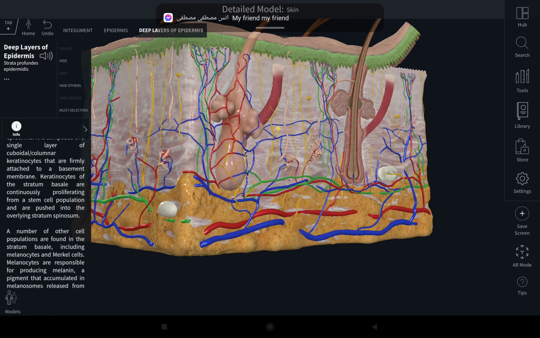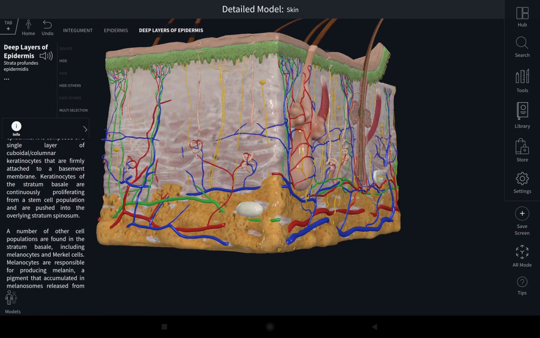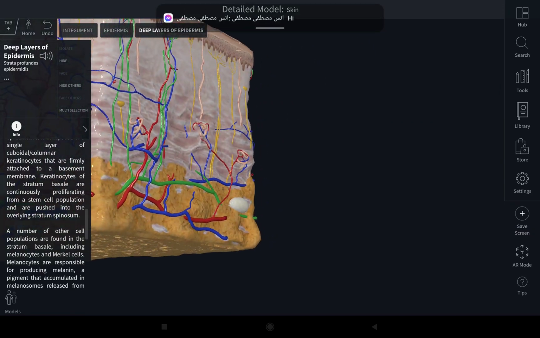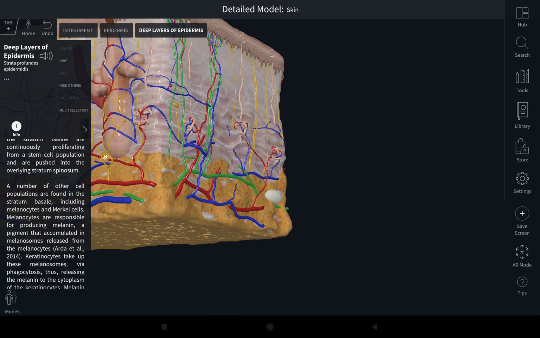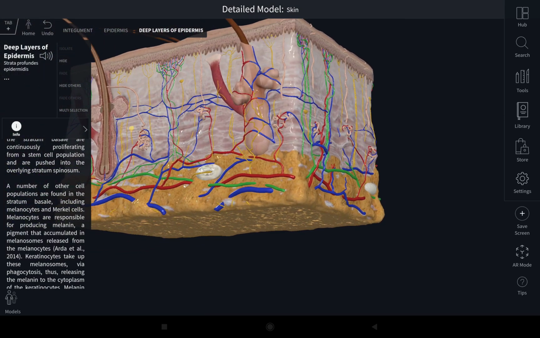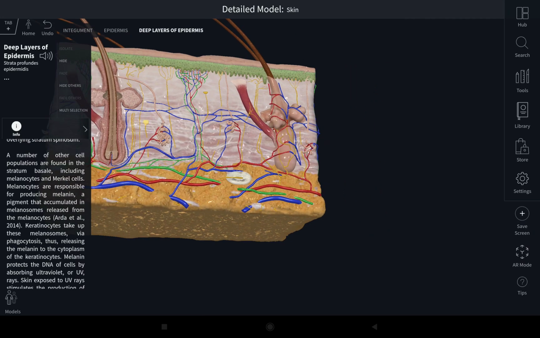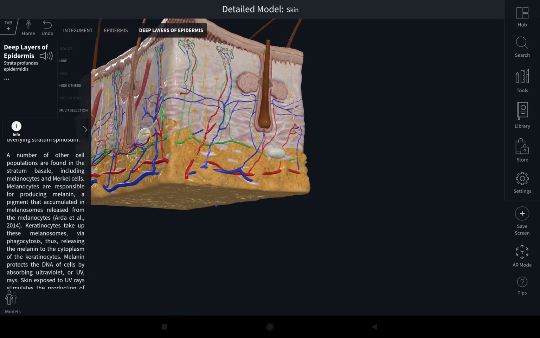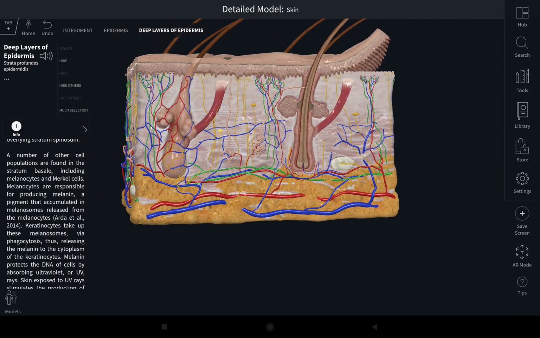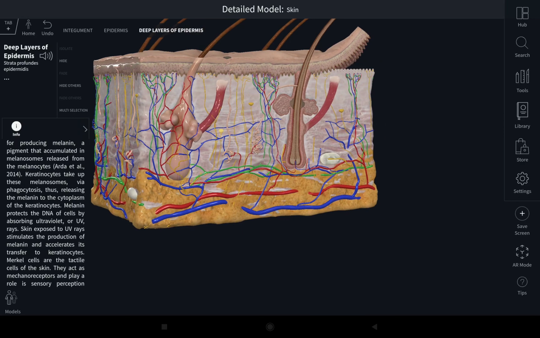Melanocytes are responsible for producing melanin, a pigment that accumulates in melanosomes released from the melanocytes. Keratinocytes take up these melanosomes via phagocytosis, thus releasing the melanin into the cytoplasm of the keratinocytes. Melanin protects the DNA of cells by absorbing ultraviolet or UV rays. Skin exposed to UV rays stimulates the production of melanin and accelerates its transfer to keratinocytes.